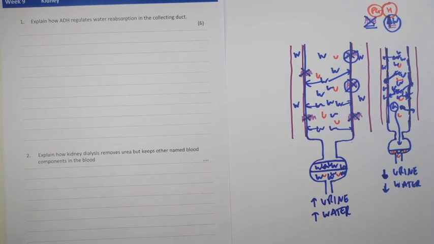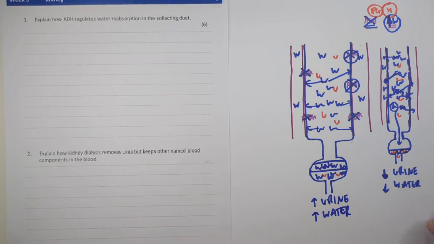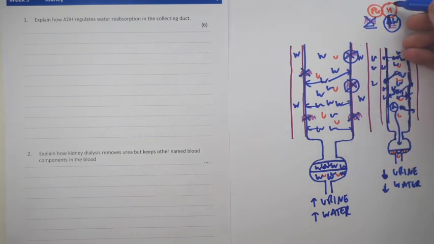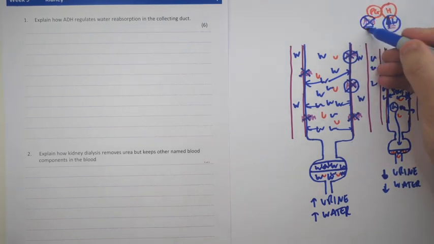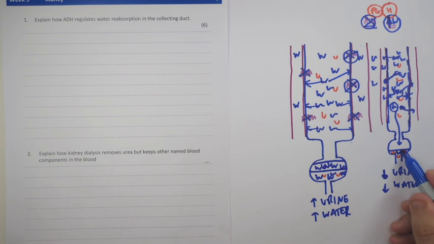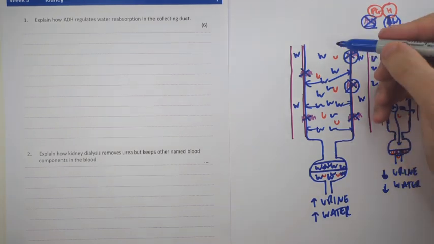So remember that what's happening here is that with low water levels in the blood, the hypothalamus detects that, you secrete ADH, which increases the permeability of the membrane, therefore more water is reabsorbed into the blood by osmosis, therefore less water in the urine, so you have less urine due to less water being passed up the collecting duct.